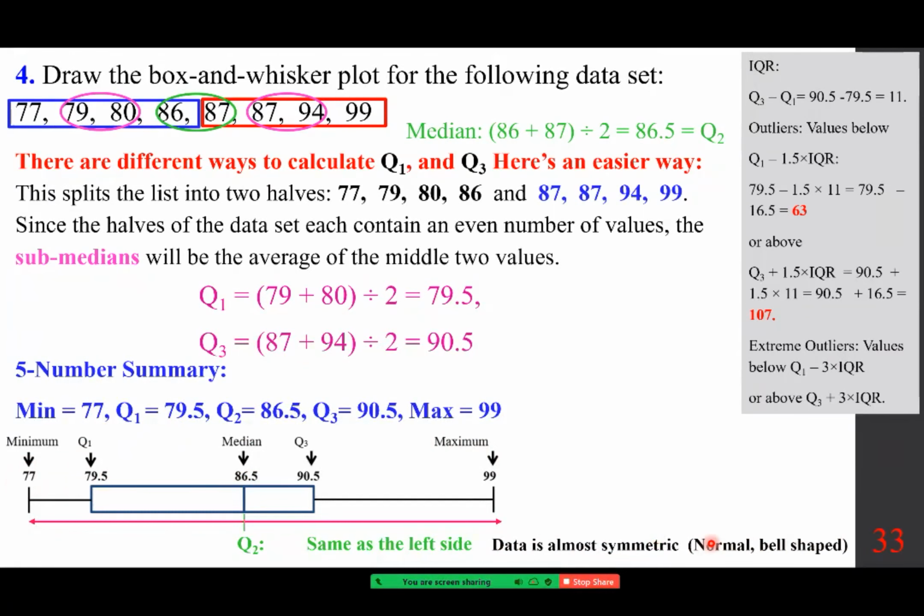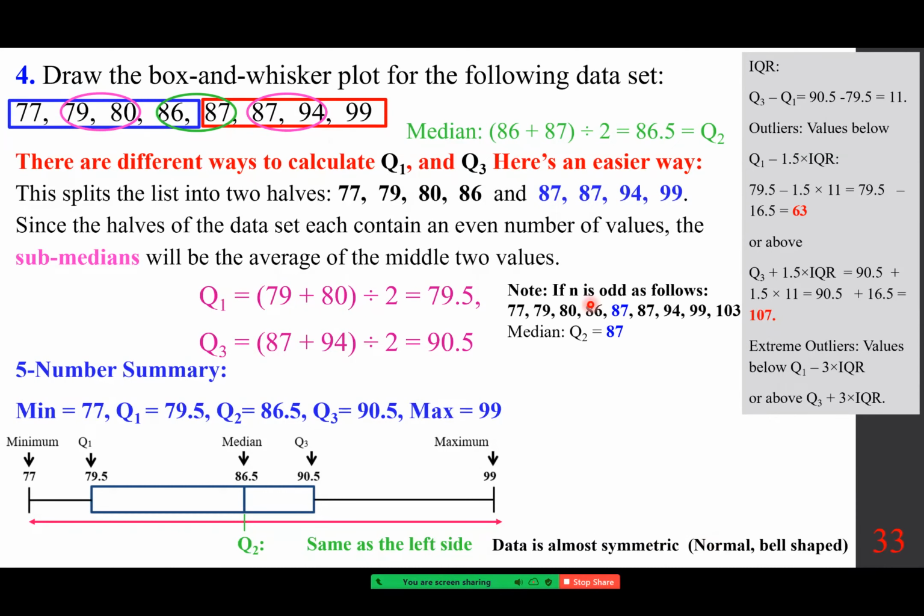What I want to add here is, what if? The situation that sometimes students ask. In this case, we had 8 pieces of data, and it was an even number. So what if n is odd? So let's say we have the same pieces, and I throw in another number, 103. And now I make it odd. So the middle piece, 87, there's only one number in the middle, 87. That is your median or Q sub 2.